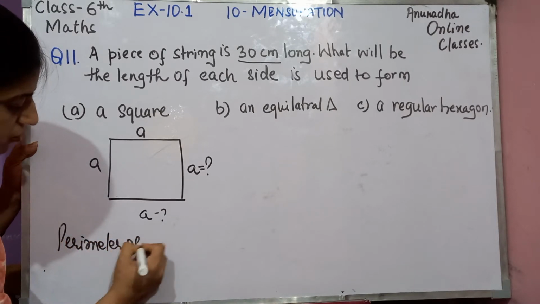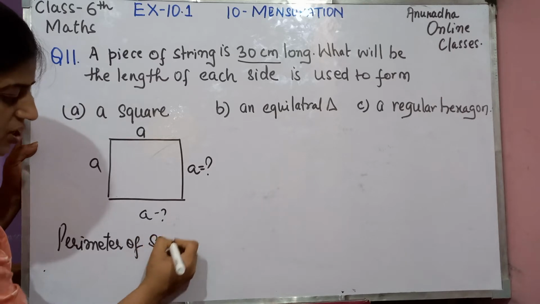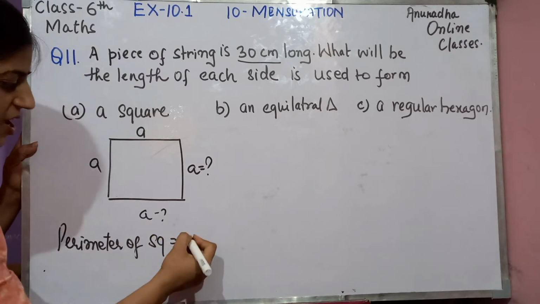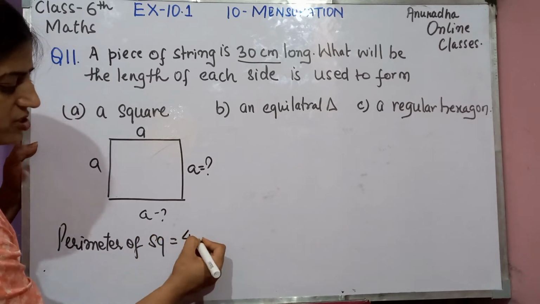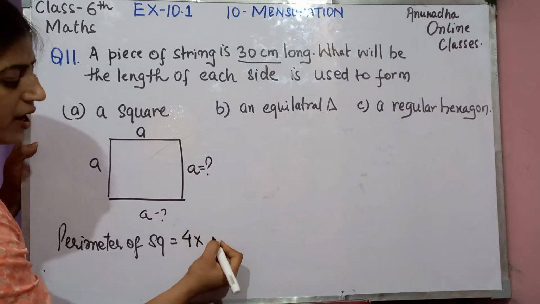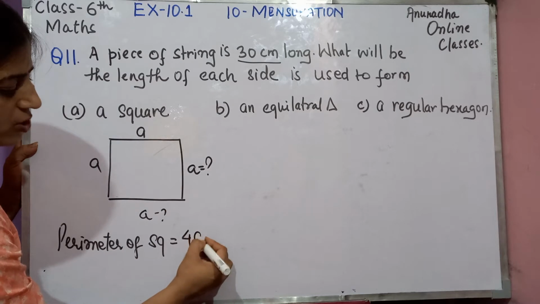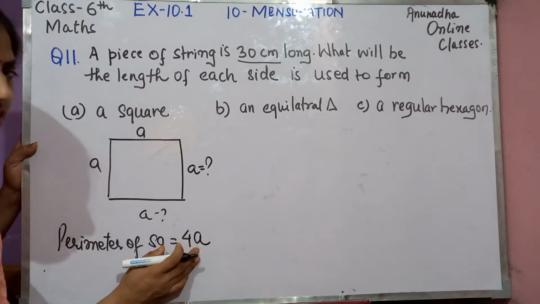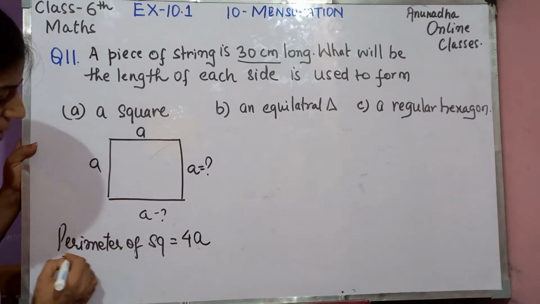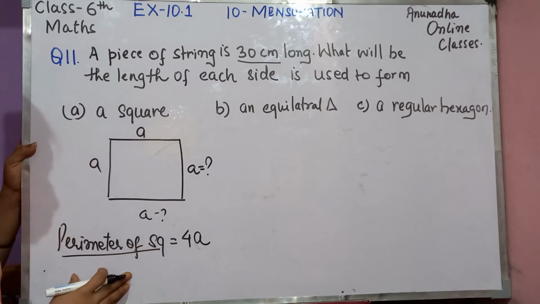Perimeter of square. What is perimeter of square? That formula we have already done, that is 4 into side. Or we can write 4a as we have taken here side A. So 4 into a I have written. A we don't know but perimeter we know. Perimeter is the total length.